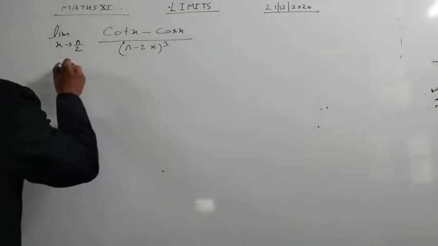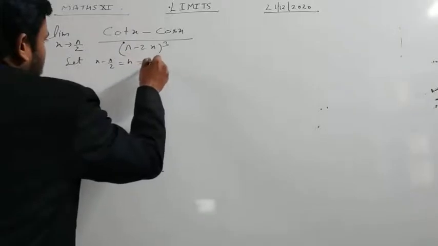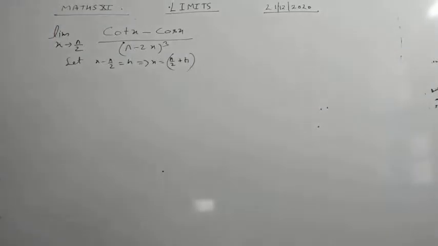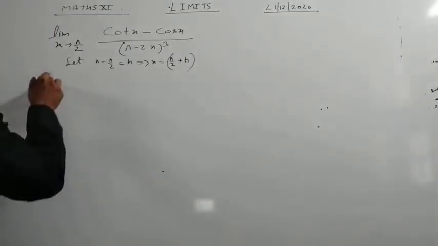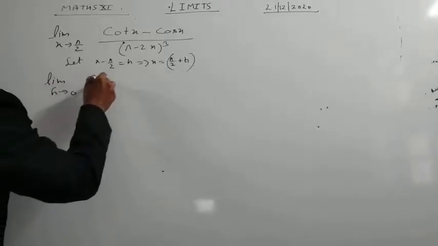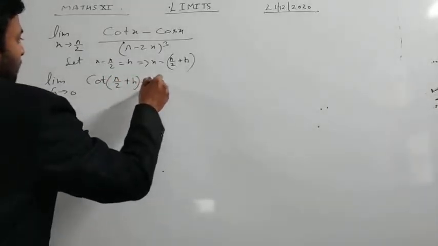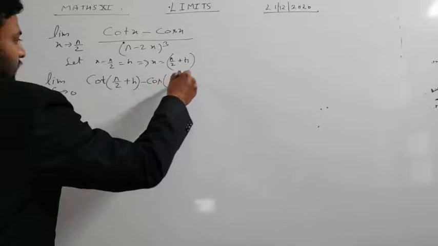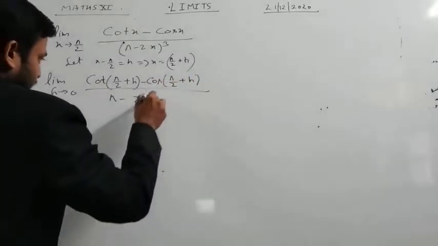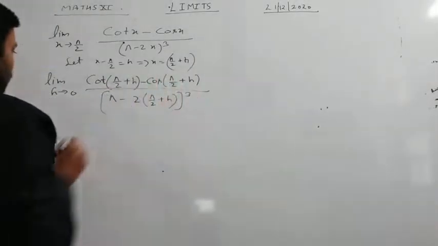So students, we will take x minus pi by 2 as h, and x is pi by 2 plus h. Now we replace this. So we write limit h tends to 0, (cot(pi by 2 plus h) minus cos(pi by 2 plus h)) by (pi minus 2(pi by 2 plus h)) whole cube.